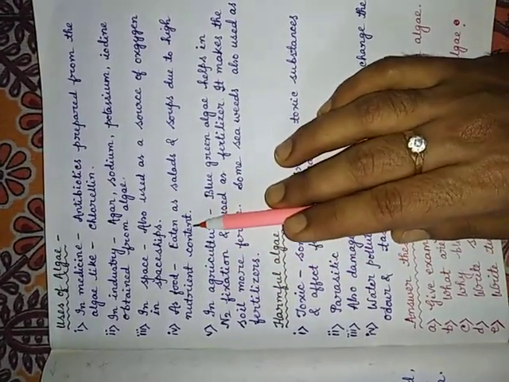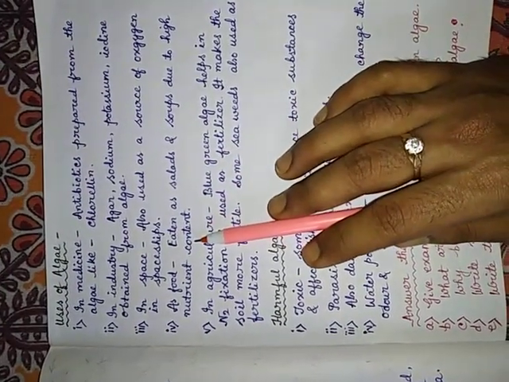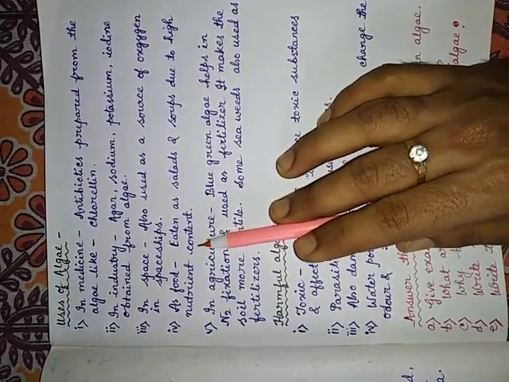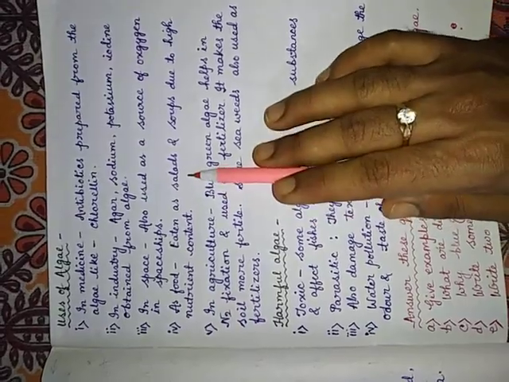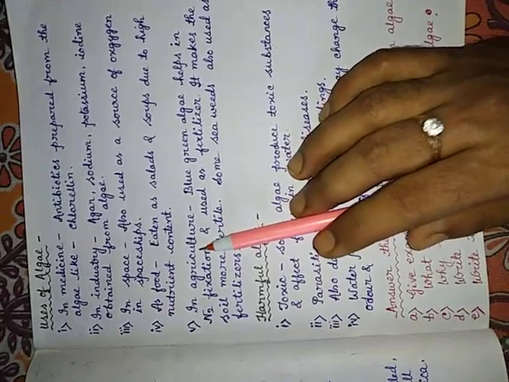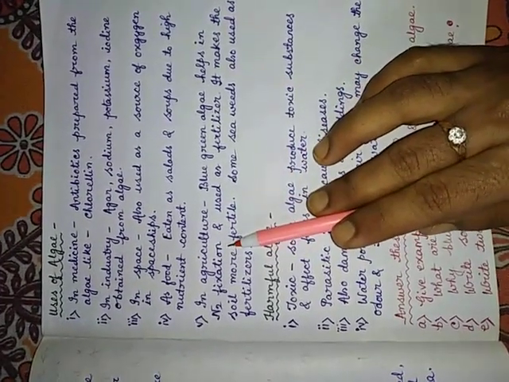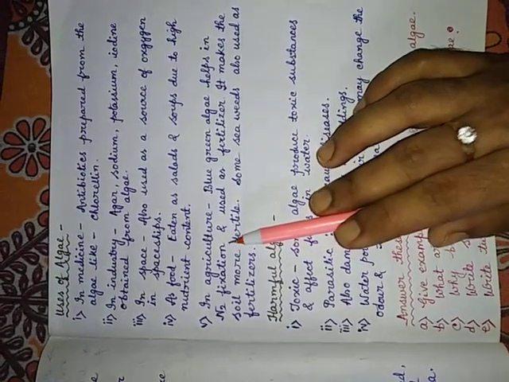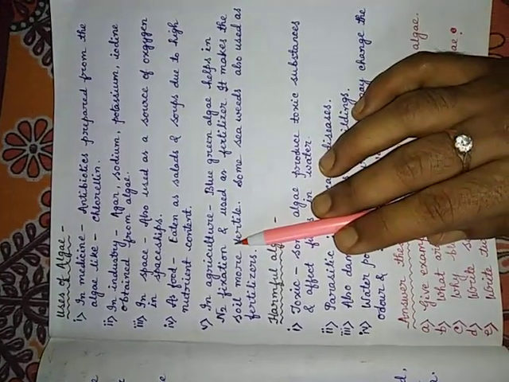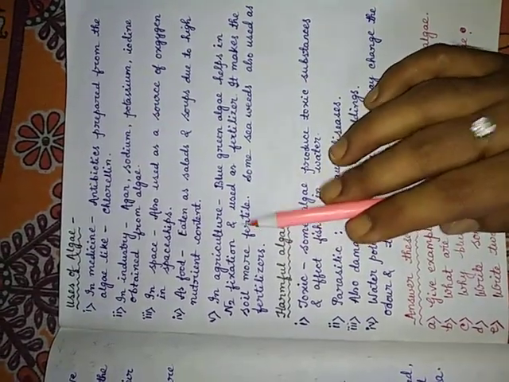As food, algae are eaten as salads and soups, as they have a rich nutrient content. So it's also used as food. Now the last point is agriculture. Blue-green algae help in nitrogen fixation. Nitrogen fixation means the process by which they absorb nitrogen from the air and convert it into nitrate and thus make the soil more fertile. So they can be used as a fertilizer.